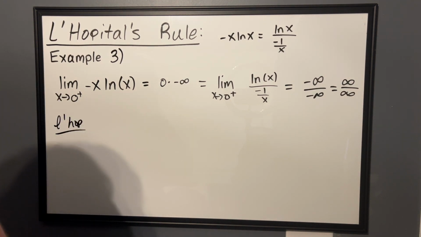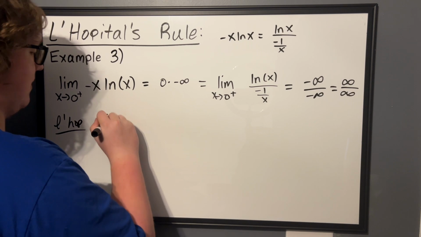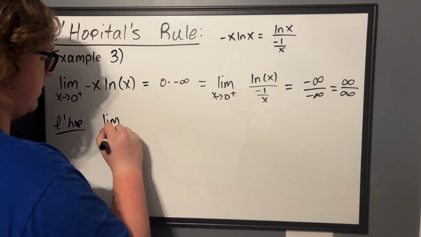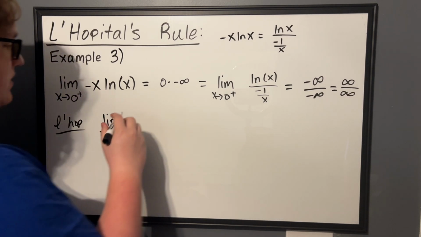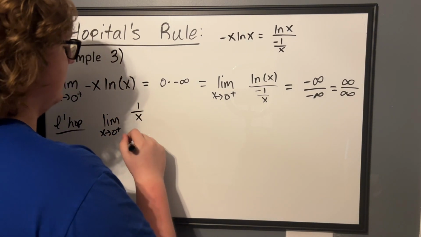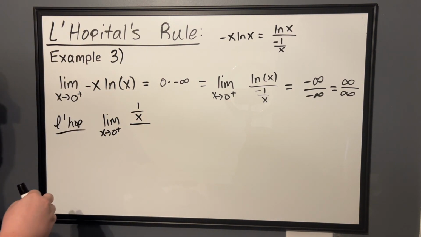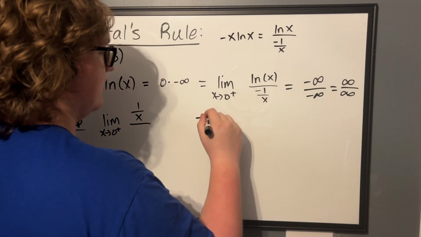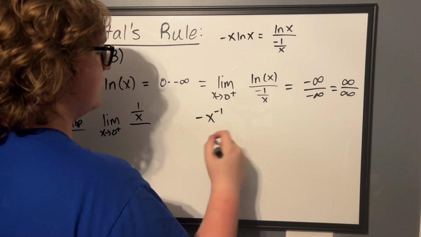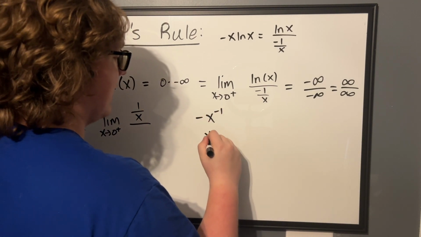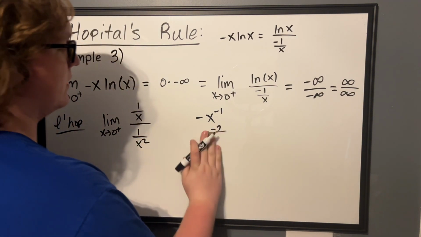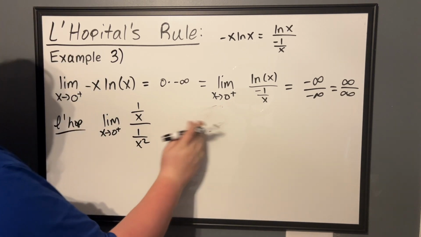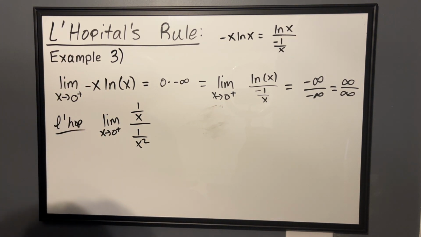and we're going to take the derivative of the top and the bottom. So we're going to end up having the limit as x goes to 0 from the positive direction. Remember, the derivative of the natural log of x is going to be 1 over x. And the derivative of negative 1 over x, well, this is minus x to the minus 1. So the derivative is going to be x to the minus 2. So this is going to be 1 over x squared. So we can get rid of this now. So now we have the limit as x goes to 0 from the positive direction of 1 over x squared.